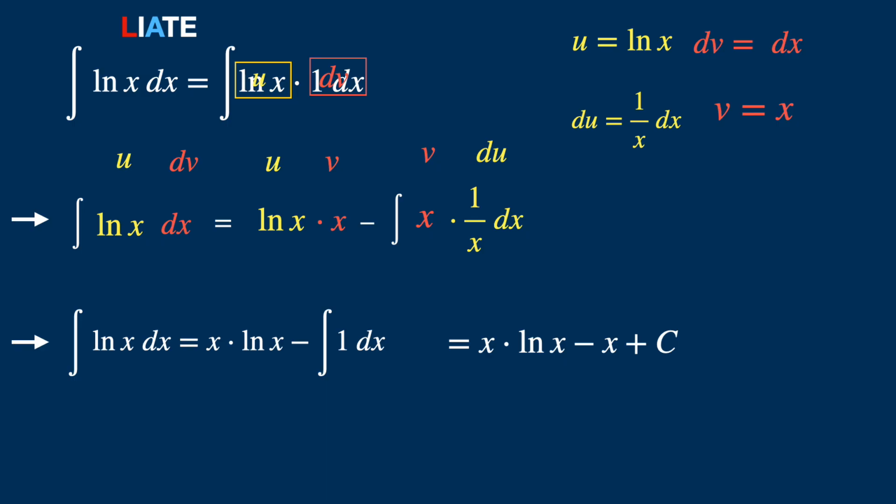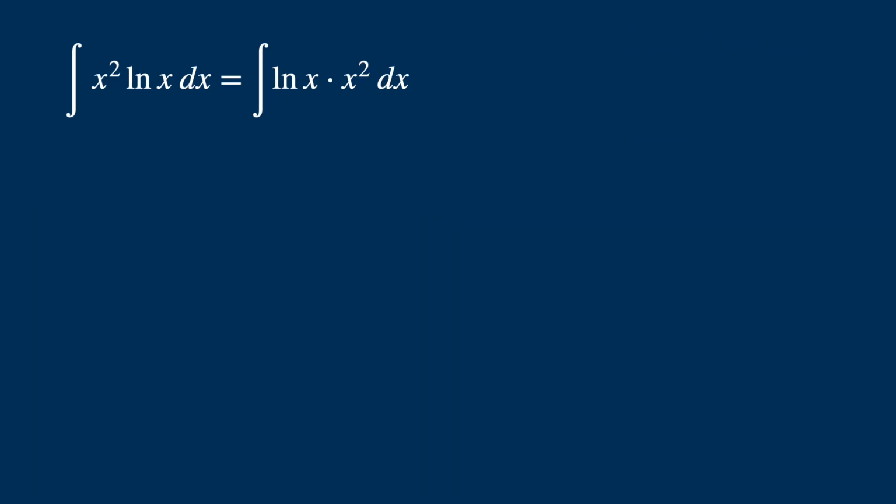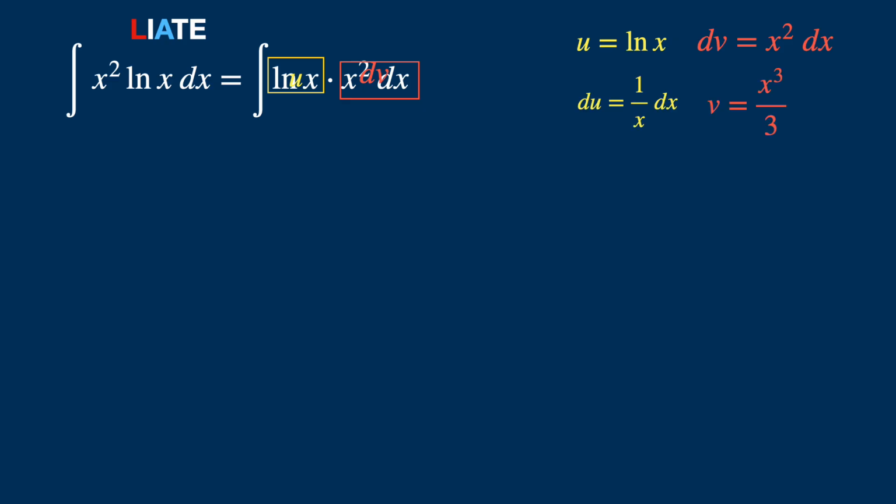Let's do another example. This one is a little complicated compared to the previous one, but the idea is the same. Apply the rule, LIATE: L is log, A is algebraic expression. So u is ln x, and x squared dx is dv, right? u is ln x, dv is x squared dx, right guys? Then du is the derivative of ln x, that's 1 over x dx. Find the antiderivative of x squared, that's x cubed over 3.